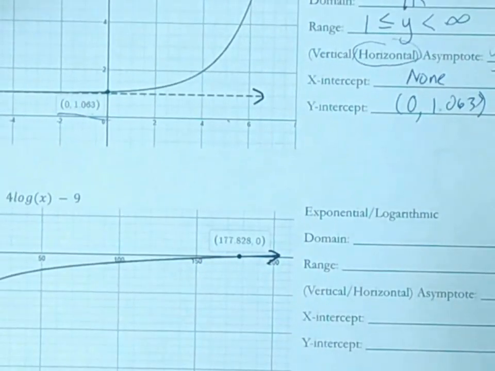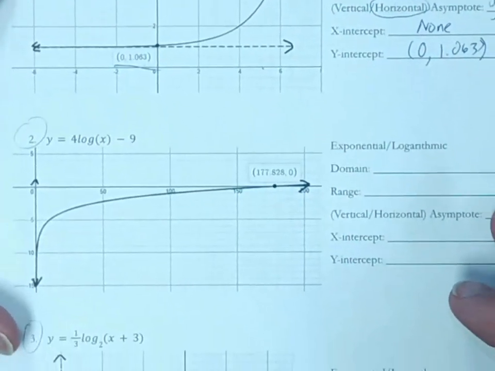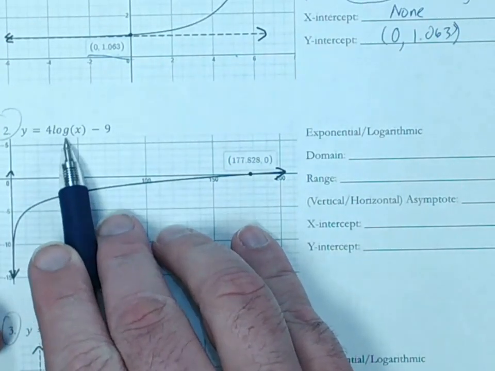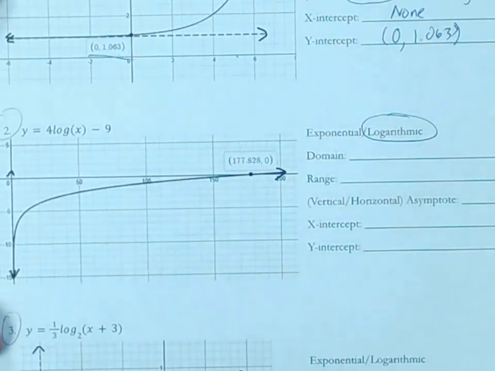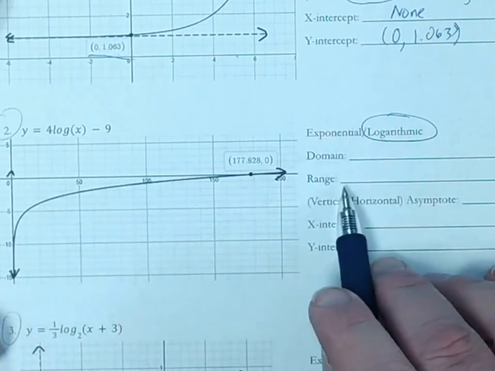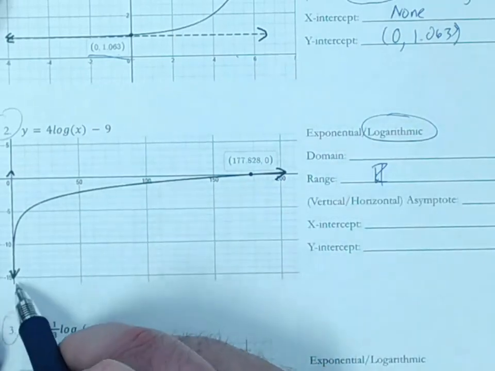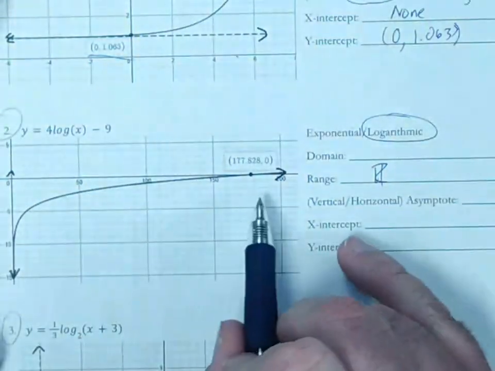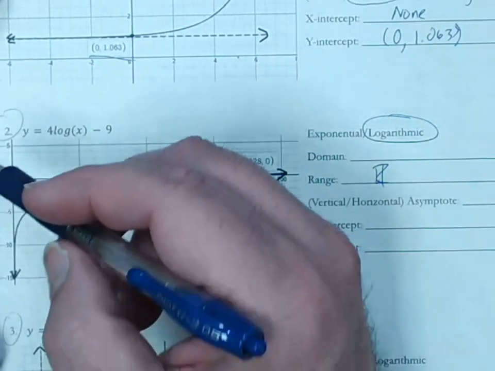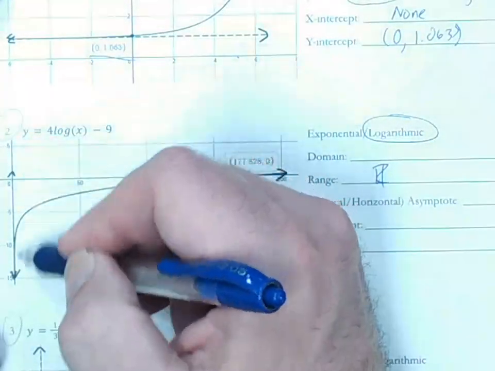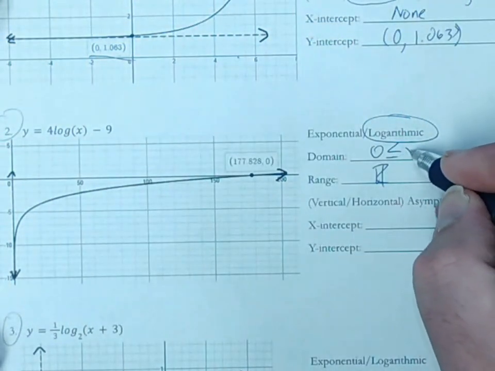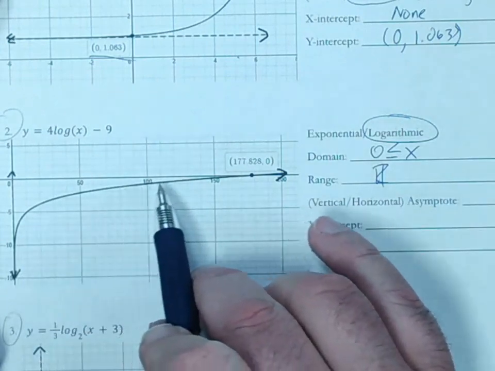I'm going to zoom this out just a little so you guys can see more of what is going on here. Number 2, this one's definitely a logarithm. I know because it has the word log in it. So I'm going to circle logarithm or logarithmic. And I remember that all logarithmic functions have a range of all real numbers, which you can see this arrow is pointing down and this arrow is going up and to the right. So it is going up. So it's going to be all real numbers. The domain is going to start here at the vertical asymptote, which happens to be the y-axis, which is 0. So we'll go 0 is less than or equal to x, and then it goes to the right.